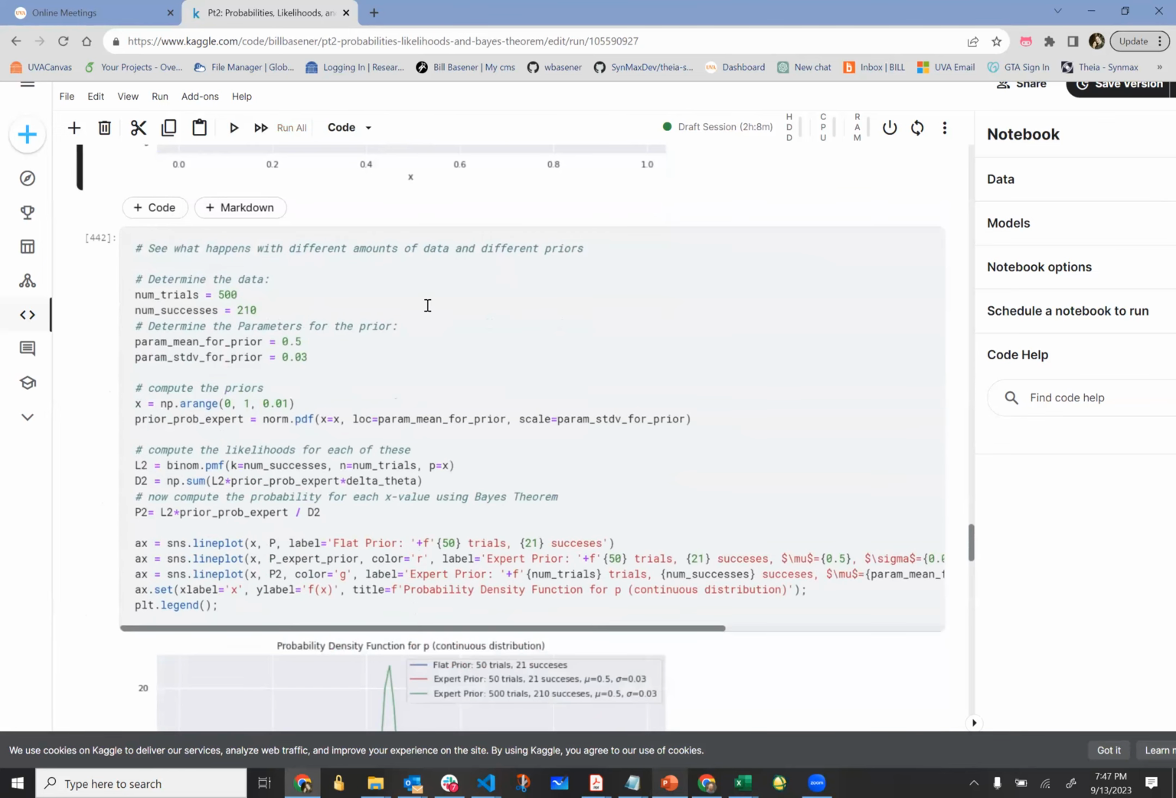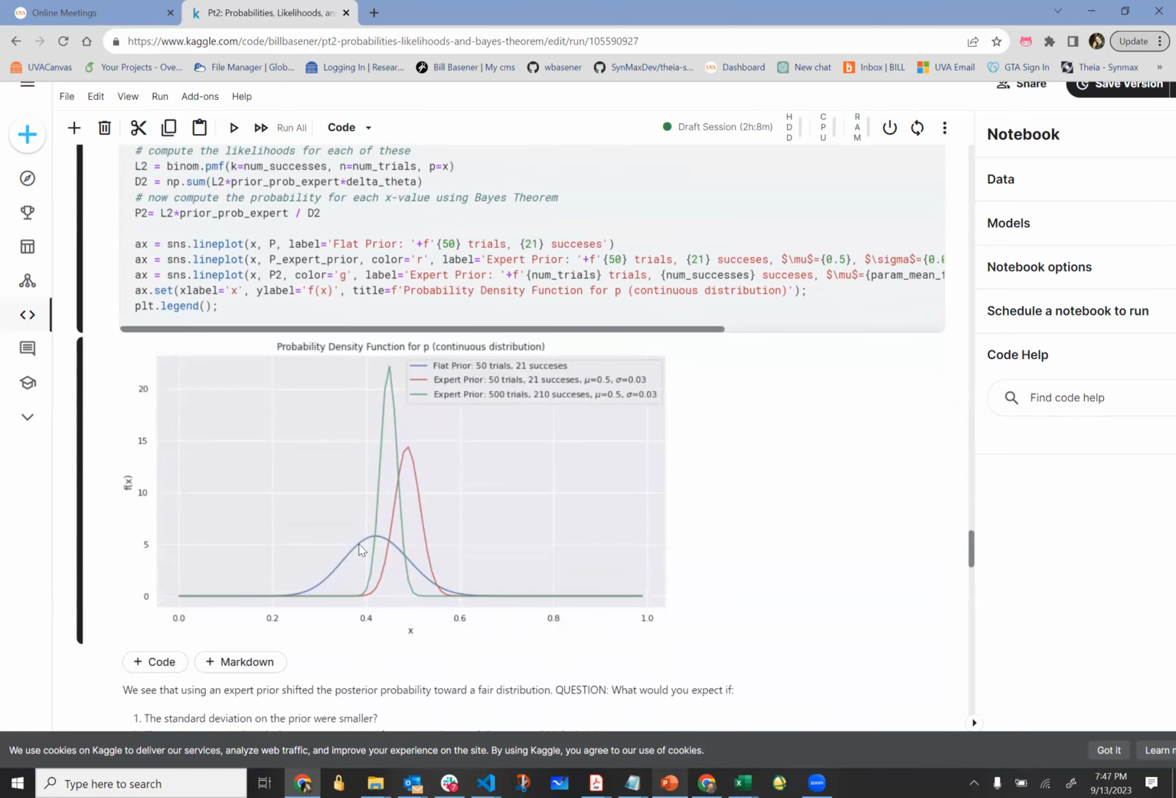What I've got below is the same setup. The blue is a flat prior. The red is the expert prior with mu of 0.5 and sigma of 0.3. And now I've added this green curve that allows us to play around with either parameters for the data or the prior. Right now, the green is what we get for 500 trials and 21 successes, but with the expert prior. So first tell me, where's the most probable value for the green? Just roughly.